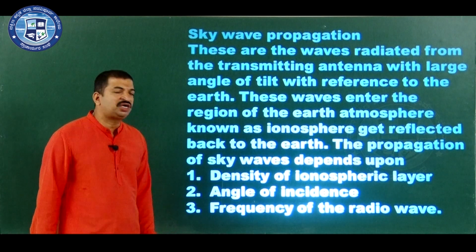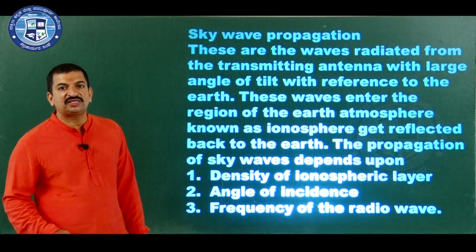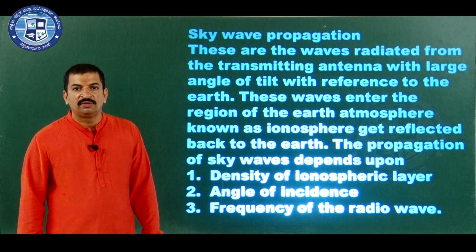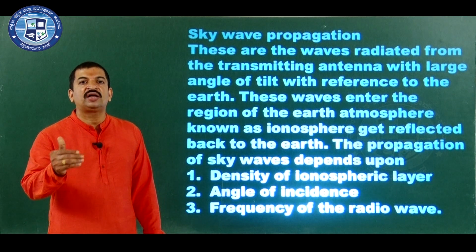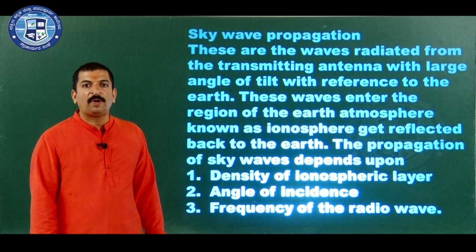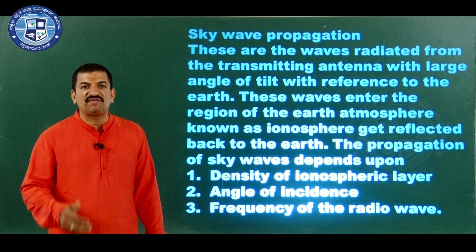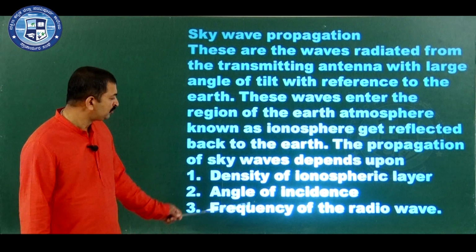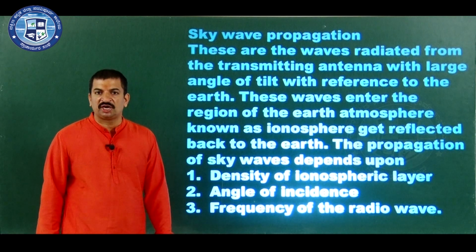One is the density of the ionospheric layer. As the density of the ionospheric layer increases, there is greater absorption. Continuous exchange of energy takes place between the ionospheric layer and the electromagnetic wave. Part of the energy is absorbed by the ionospheric layer and part of the energy gets reflected back to the Earth. So, one important factor is the density of the ionospheric layer.